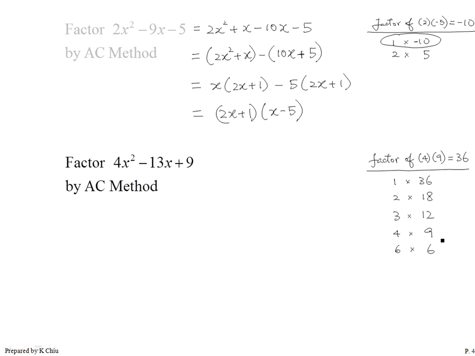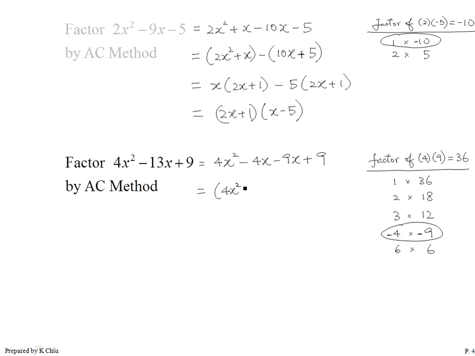So that's it. And the middle term is a negative. So that means I need to give the negative to every single one and then add them up together. Which pair would be the right pair? 4 and 9. And remember, we give the negative to every single one. So negative 4 and negative 9. Now, I am going to break up the negative 13x. So it becomes minus 4x minus 9x plus 9. And then continue by grouping.